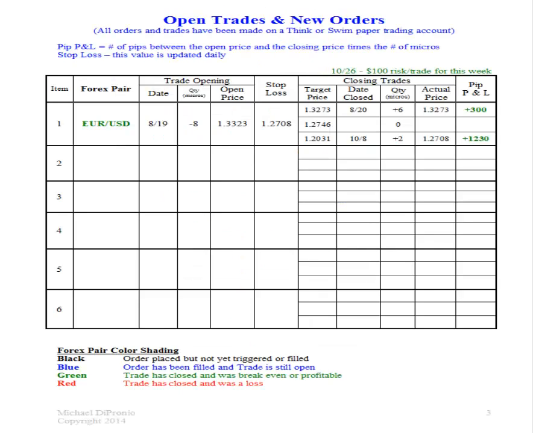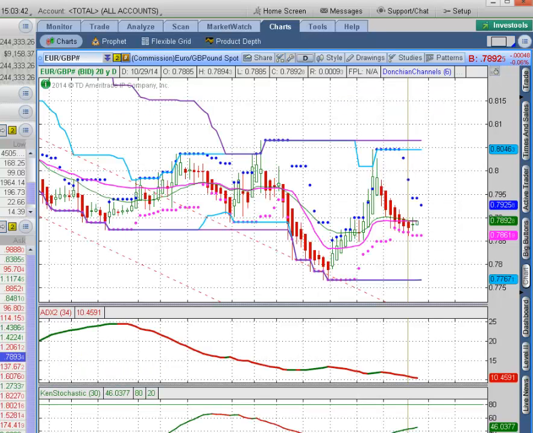And here's our trade summary chart for October. For open trades, presently there aren't any open trades. As for new orders, no new orders were placed today. We'll now look at some price charts. There aren't any qualified pairs today, so we'll just look at the pound pairs.